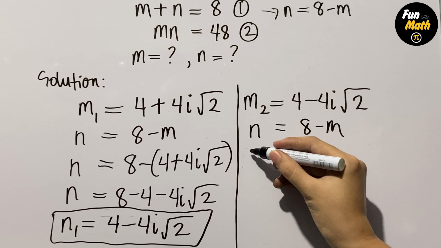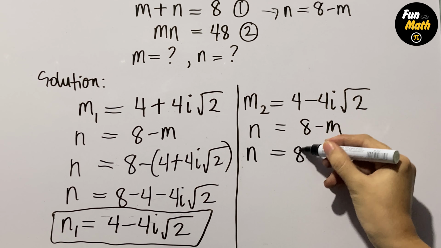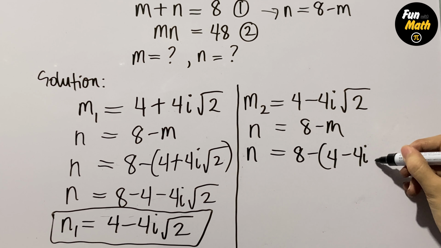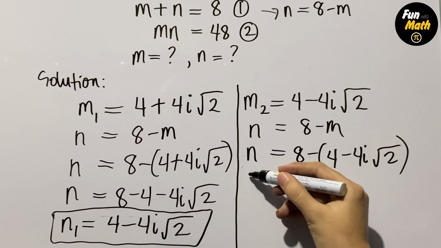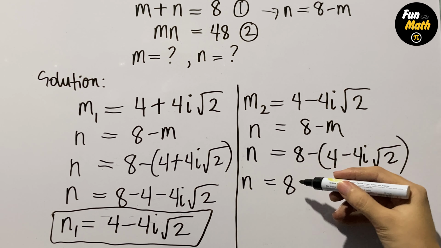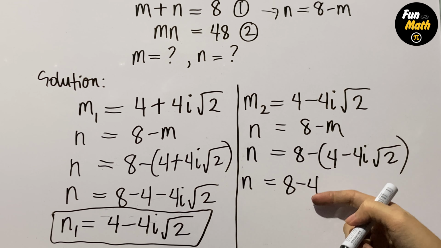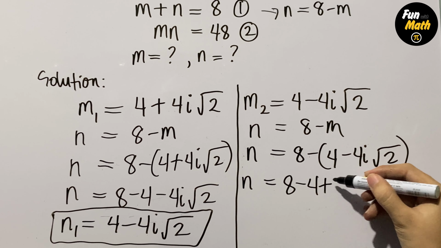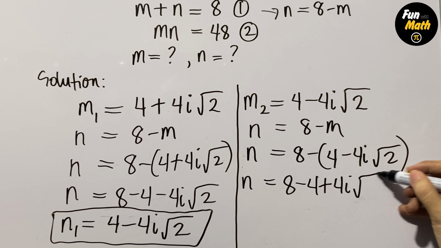And then next, n is equal to 8 minus 4 minus 4i square root of 2. Next, n is equal to 8, negative times 4, that is negative 4, or minus 4. Negative times negative 4i, that is plus 4i square root of 2.